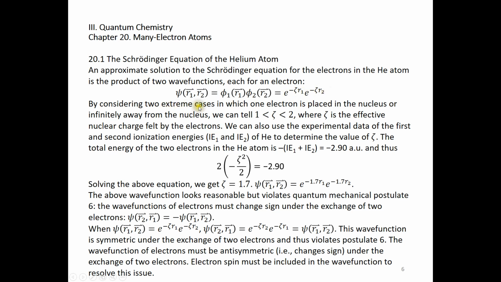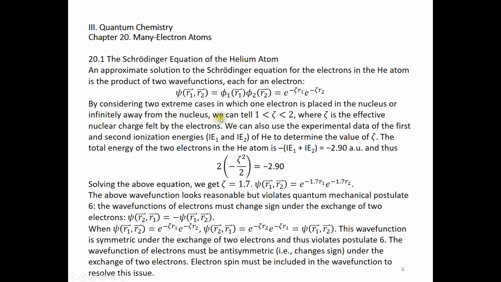We consider two extreme cases in which electron 2 is moved into the nucleus versus moving to the moon. So R2 can be 0, R2 can be infinity. In that case, we get zeta for electron 1. For case 1, zeta is 1. For case 2, zeta is 2. Therefore, in the real world, I think zeta is between 1 and 2. And again, zeta is the effective nuclear charge.